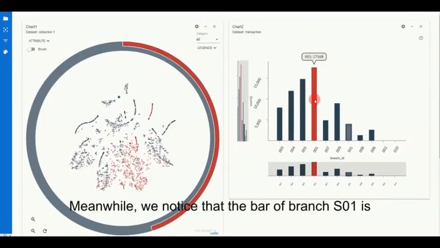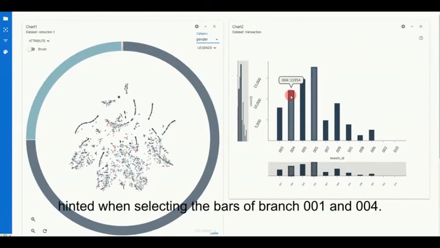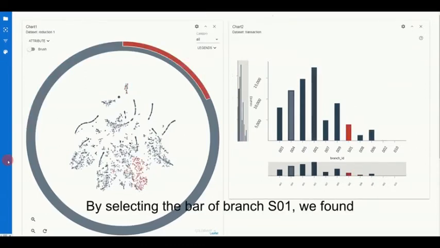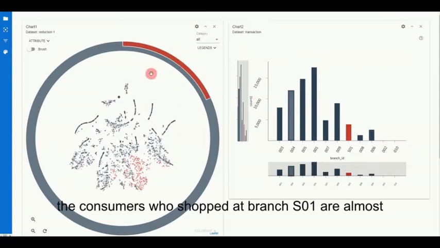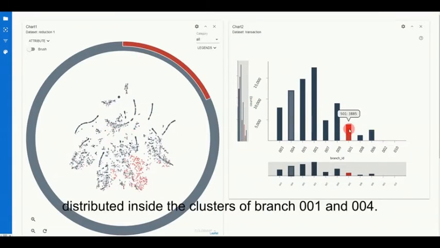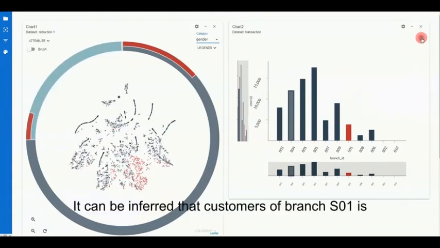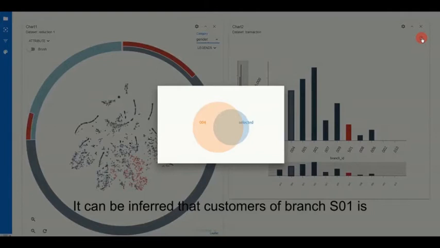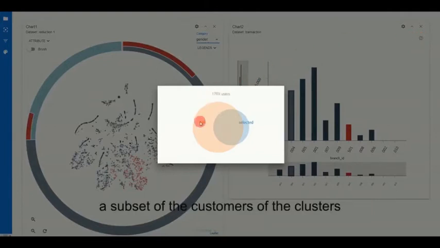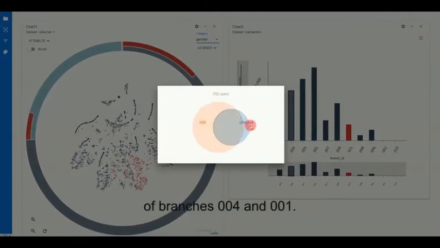Meanwhile, we notice that the bar of branch S01 is hinted when selecting the bars of branch 001 and 004. By selecting the bar of branch S01, we found the consumers who shopped at branch S01 are almost distributed inside the clusters of branch 001 and 004. It can be inferred that customers of branch S01 are a subset of the customers of the clusters of branches 004 and 001.